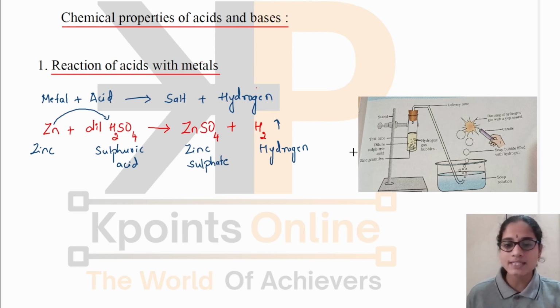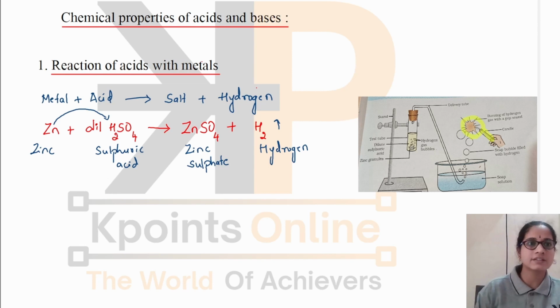See here, this is a candle and this is the gas that is evolved. Once it catches fire, it will burn with a pop sound. This is called the pop test for hydrogen, used to identify which gas is evolved, whether it is hydrogen or not. Then let us see a few more examples.